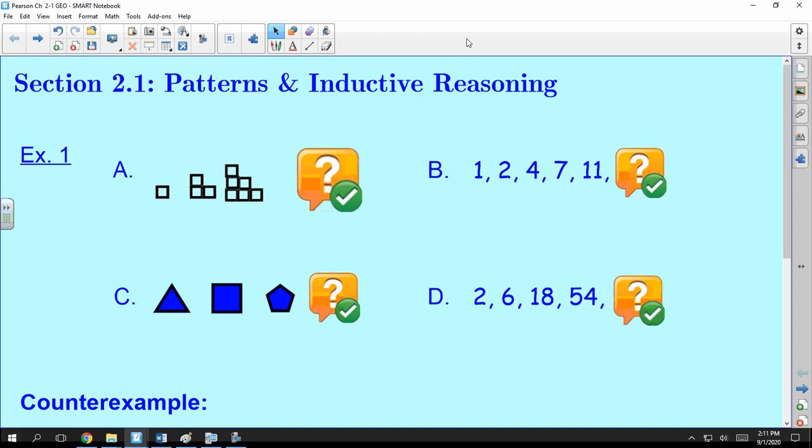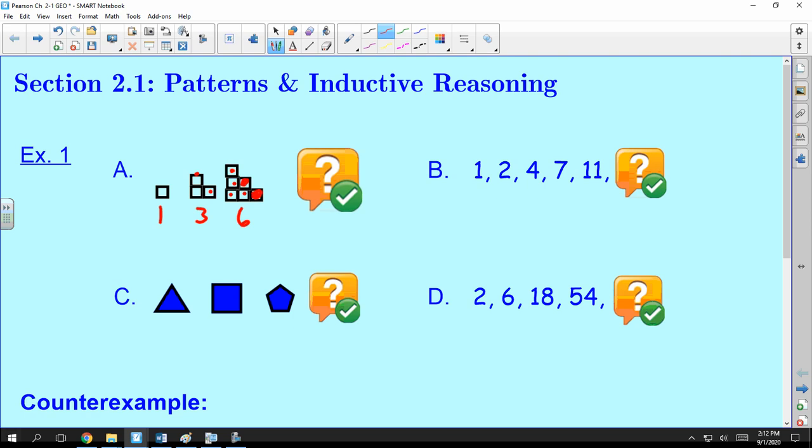So let's look at example 1a. We have one square, and then we have three squares, and then we have one, two, three, four, five, six squares. So there's a number pattern here as well as a shape pattern. I went from 1 to 3, it just added these two onto that shape. And then I went from 3 to 6, and it just added these three guys here.